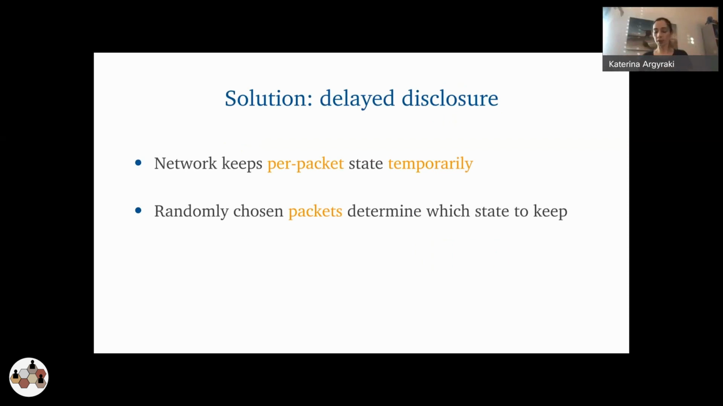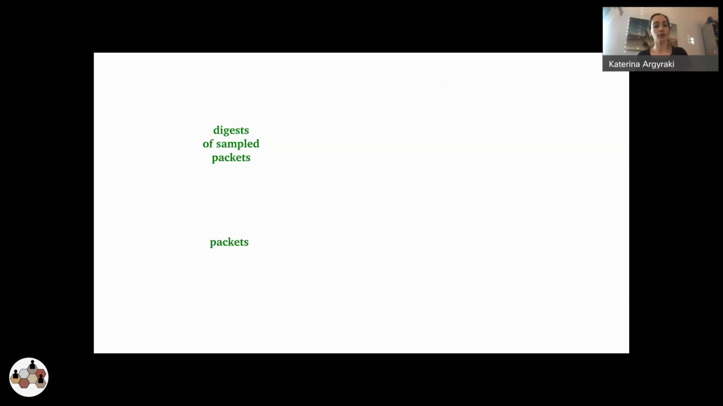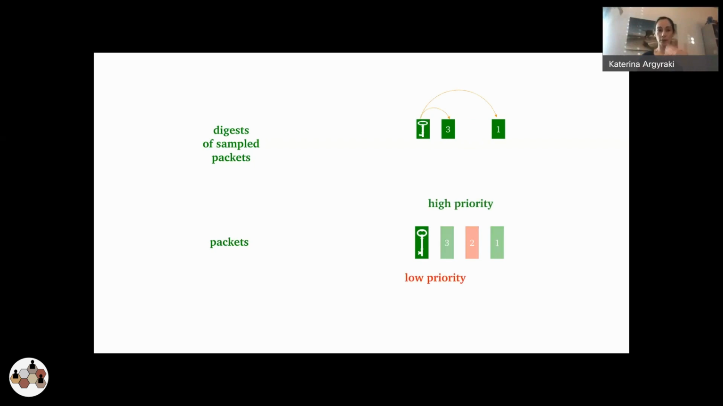So the solution I am outlining here is that the network keeps per packet state, but temporarily for short periods of time. So randomly chosen packets determine which state to keep, and hopefully by the time the network learns a packet's fate, the packet has been forwarded, so the network cannot cheat anymore. Unless the network does the following, right? It does not immediately forward the packets, it buffers them until it learns their fate, whether they will be sampled or not, and then it forwards them, high or low priority, depending on the sampling fate, right? And it can repeat this process.